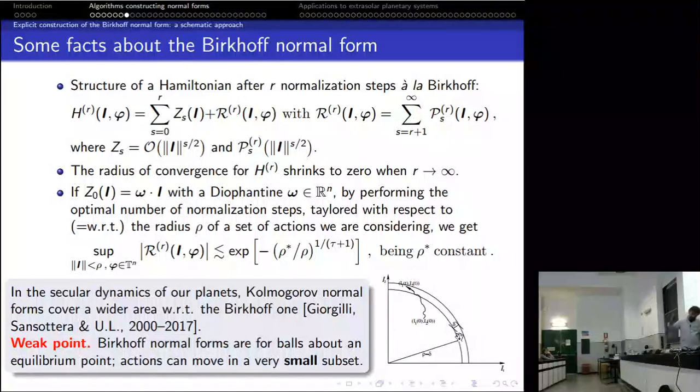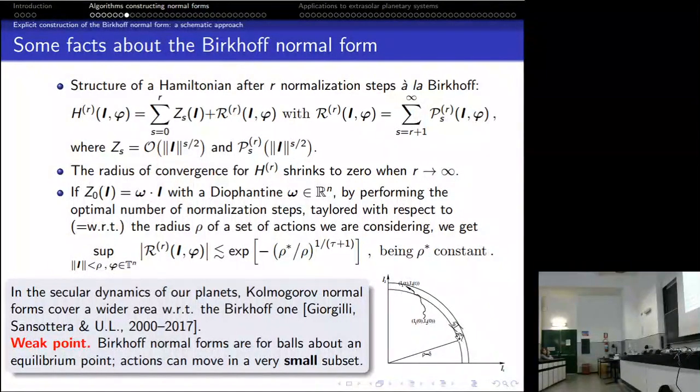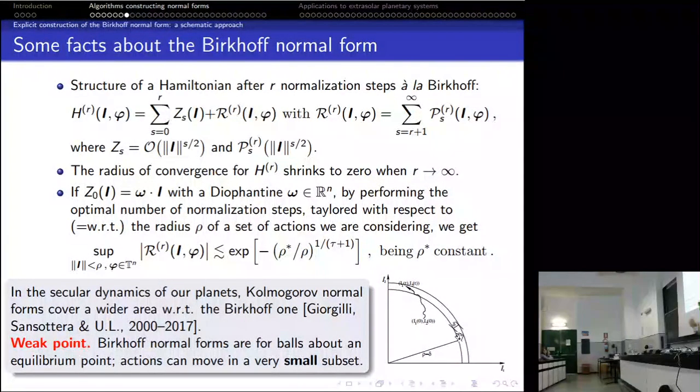It means that the remainder is going to zero exponentially fast with respect to the distance from the equilibrium point. Okay. So if you approach more and more the equilibrium point, the remainder will be smaller and smaller, and so you are able to construct an approximation as good as you want, by approaching the equilibrium point.